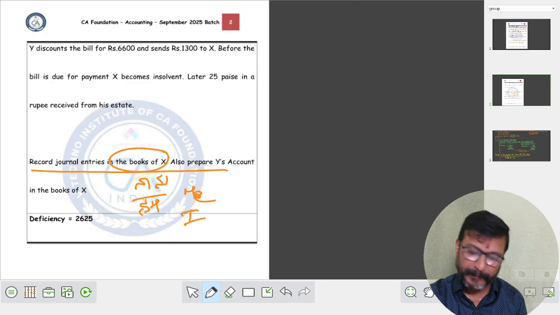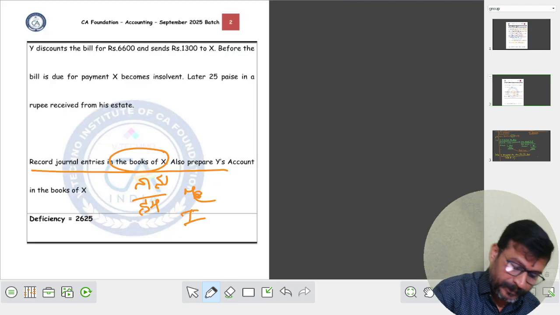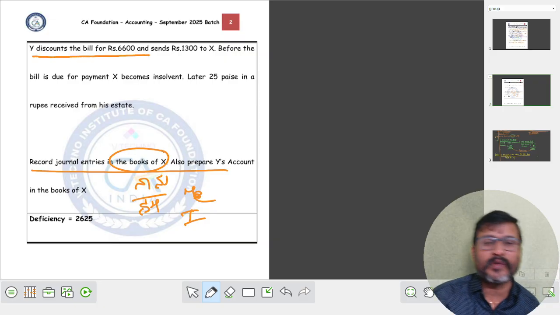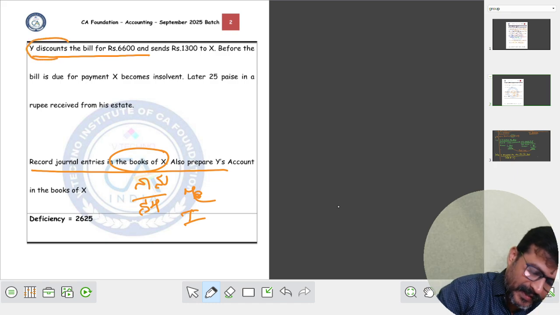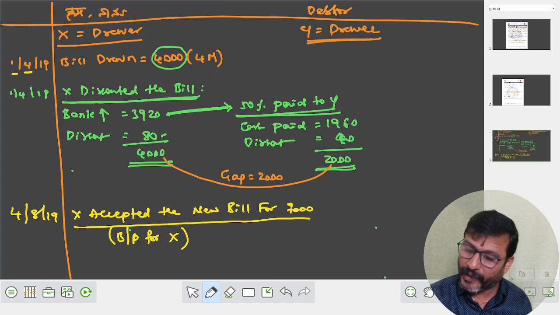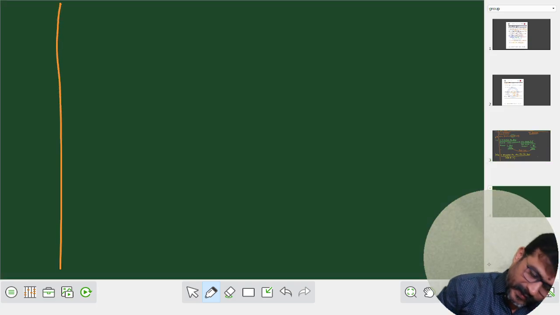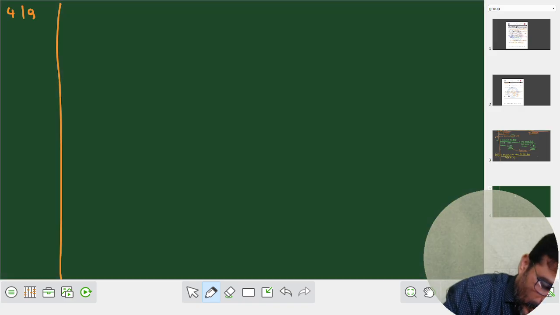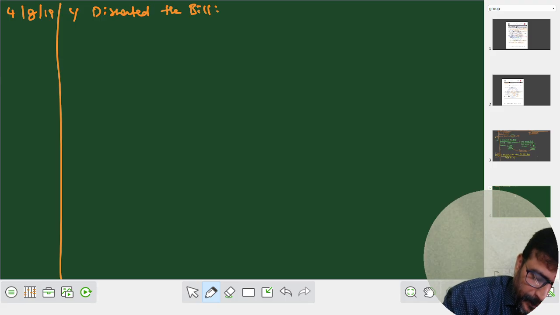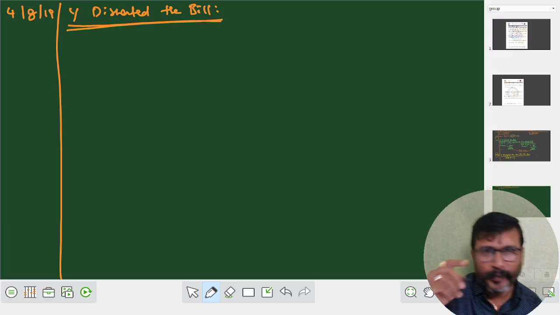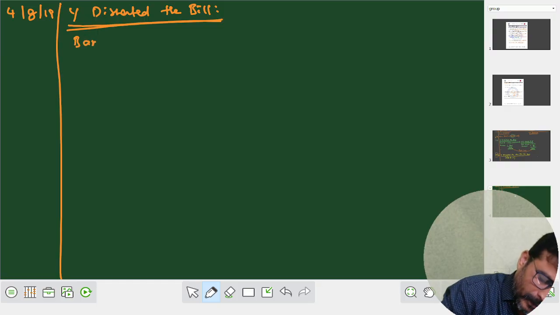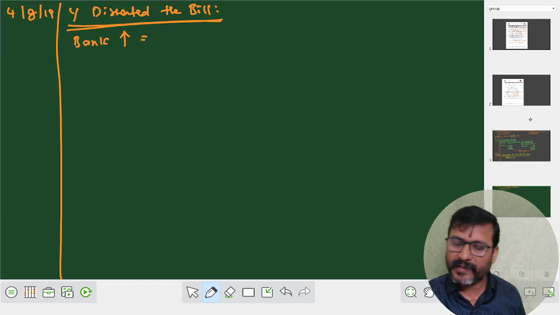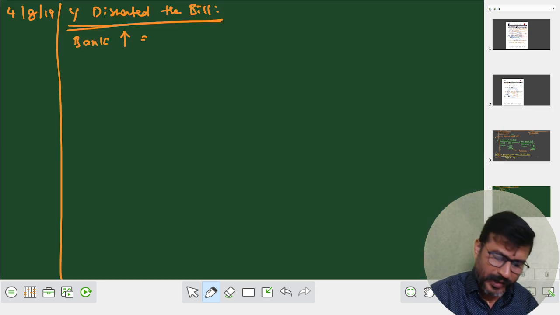बाद में क्या हुआ देखिए ना. See what happened. Y discounted the bill for rupees 6,600. Who discounted? Y discounted. Let me write. On what date? Obviously on the same date, बोले तो 4th August 19. Y discounted the bill. Which bill? New bill. What happened? For Y, bank increased. Discounted the new bill for how much? 6,600.